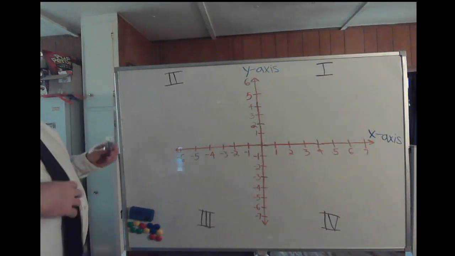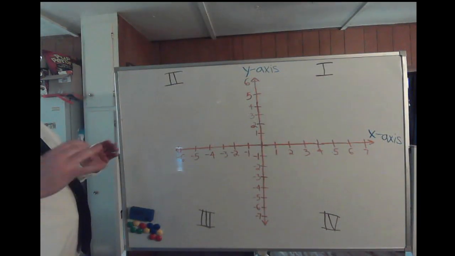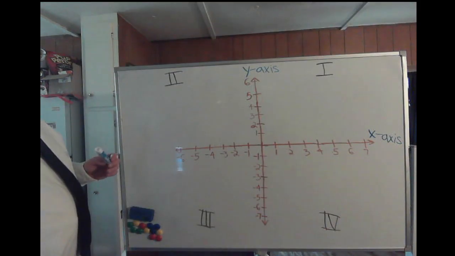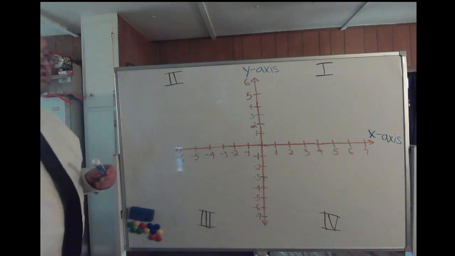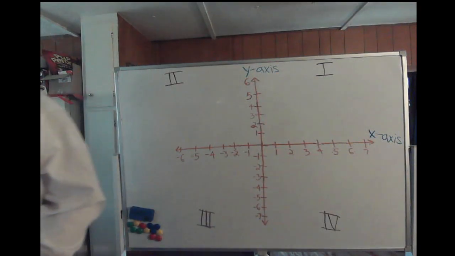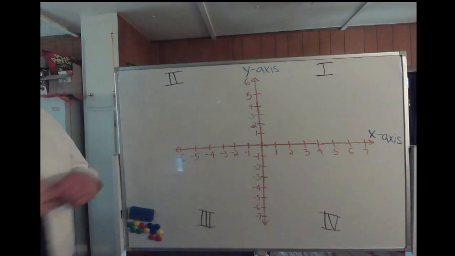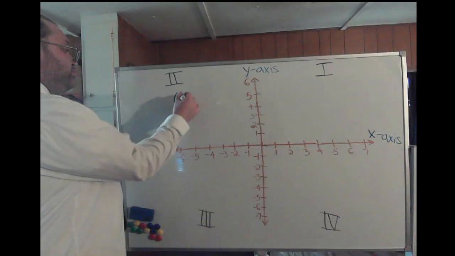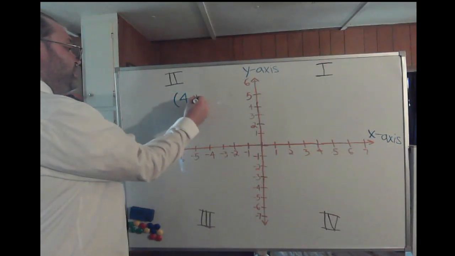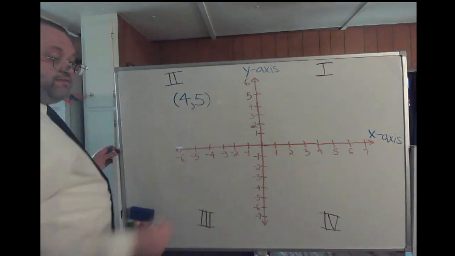Now, part of today's goal, half of it really, is to be able to plot points and then know what quadrant it lies in. So let's get started with our first one here. You're being asked to plot the point (4, 5), right? You want to locate the point (4, 5).